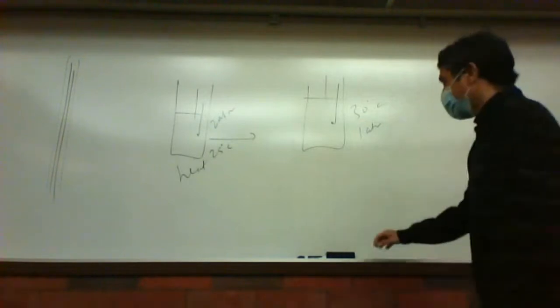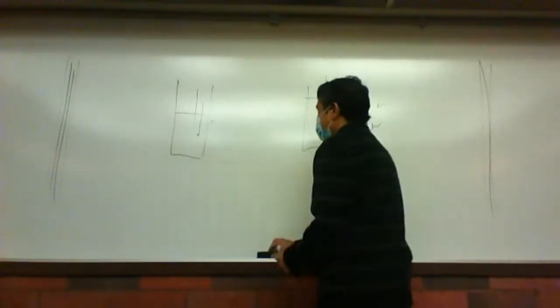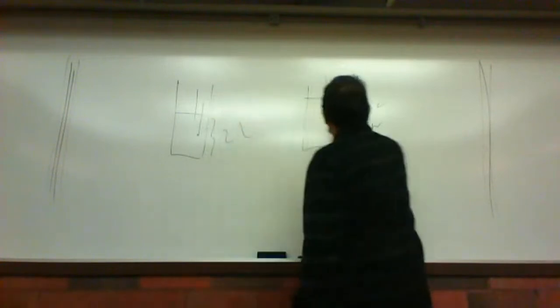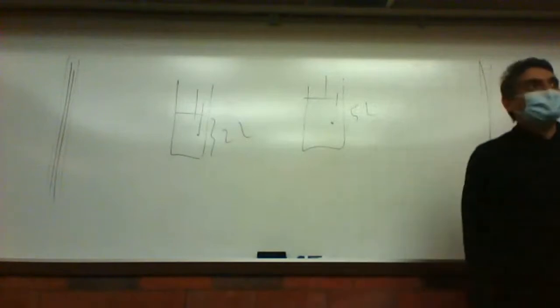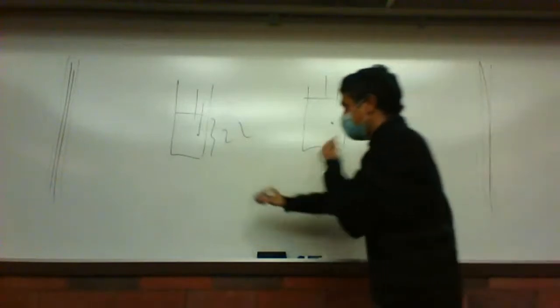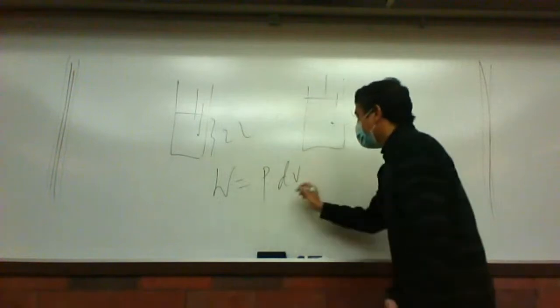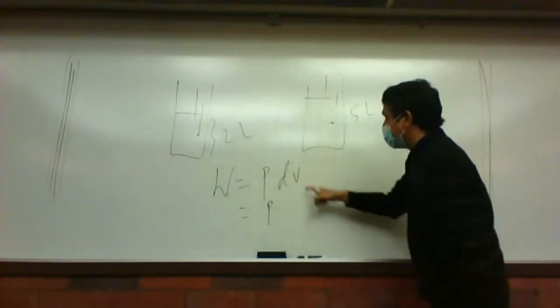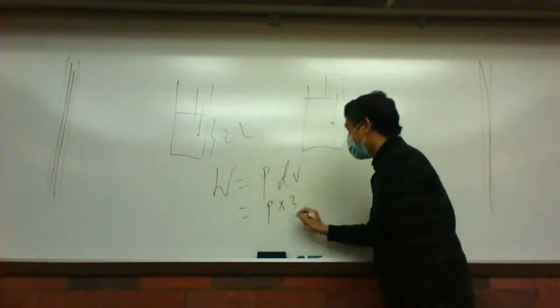But if you are calculating the work, let's say I expand this gas from 2 liters to 5 liters. My job is to calculate the work. W is equal to P dV. P is the pressure, how much pressure is pushing down from outside, and dV is 5 liters minus 2 liters, which is 3 liters, right?